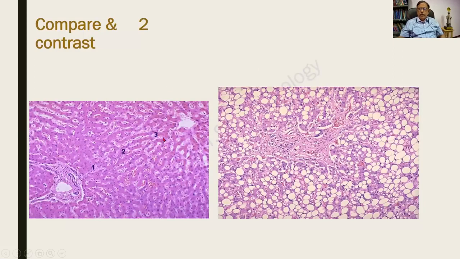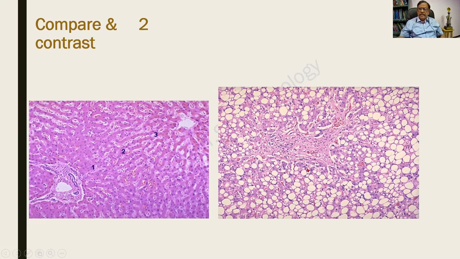I would like you people to compare these two. This is a normal histology of the liver. What are the components? This is the central venule. This is a portal triad. And the zones are periportal, perivenular, and the midzone. These are the strands of the hepatocytes which are eosinophilic and they are being separated by the sinusoidal spaces.